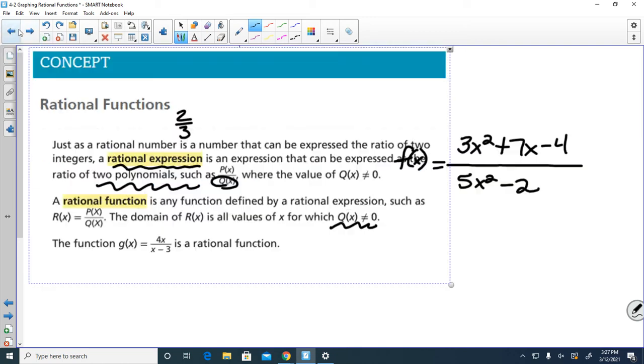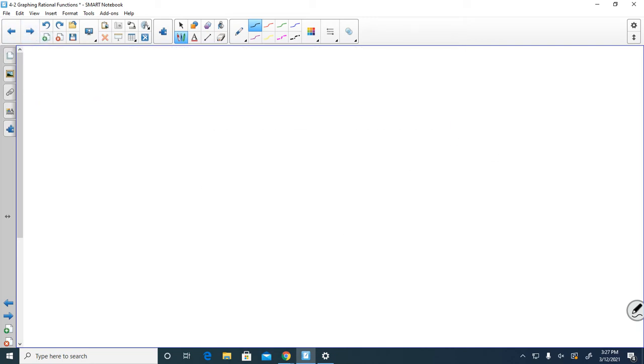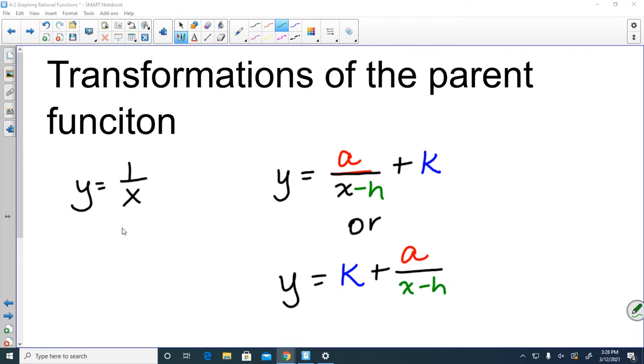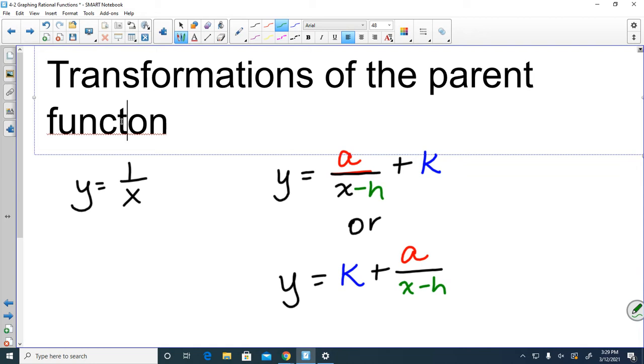Before we do example 1, though, last class we talked about the transformations. If you look at the parent function, y equals 1 over x, then I can graph the parent function and shift it to the right, left, up, or down based on the transformations I can see. We talked about k being the vertical shift, h the horizontal shift, and a the vertical stretch.